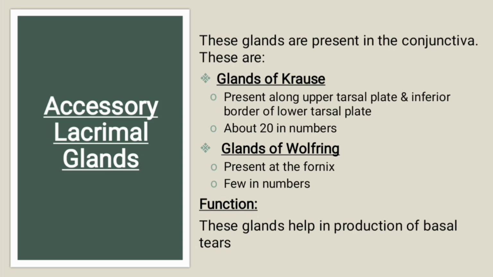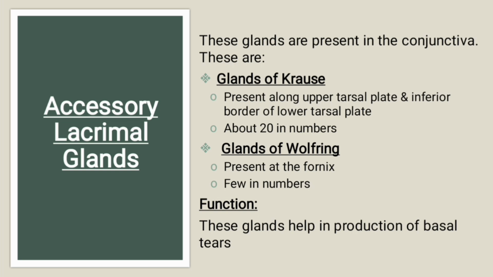Fornix again is a junction where the bulbar and palpebral conjunctiva meet. At the fornix, the glands of Wolfring are present, and they are very few in number, right? What is the function of these glands? These glands help in the production of the basal tears.